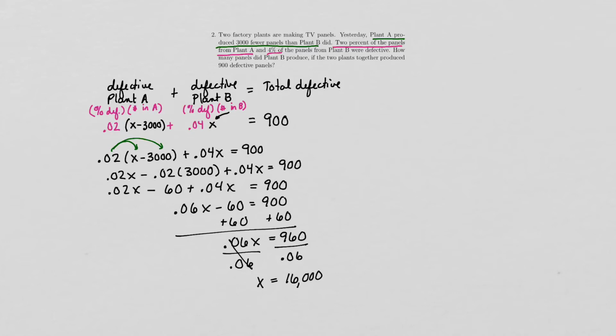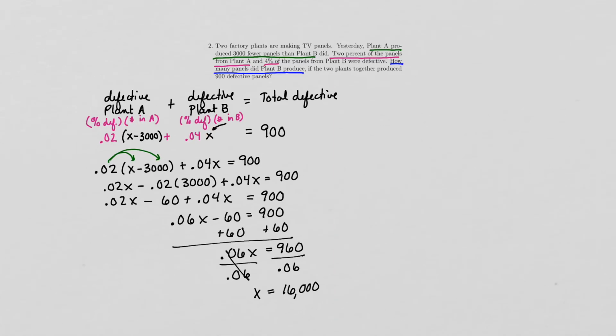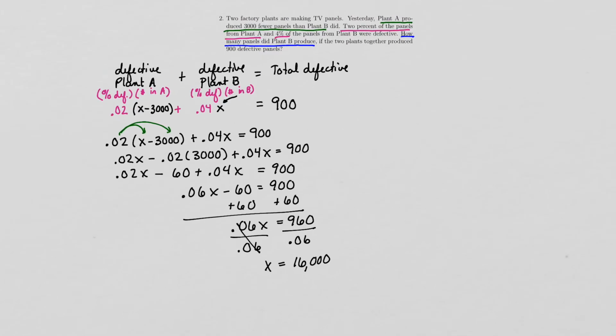And then we have to look for what the question asked us to find. So the question asked, how many panels did plant B produce? So if you look, the number of panels that plant B produced, that was this right here, the X. And I just found what X was, right? So X is that 16,000. So that is the total number of panels plant B made. So plant B made 16,000 TV panels.